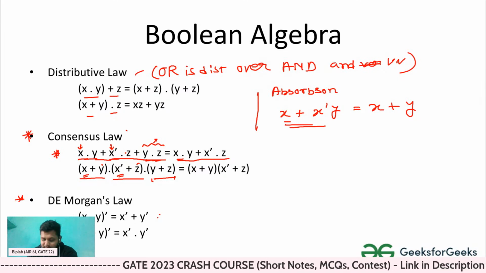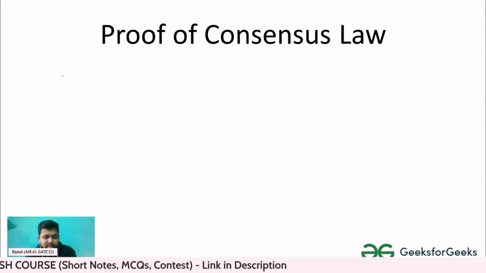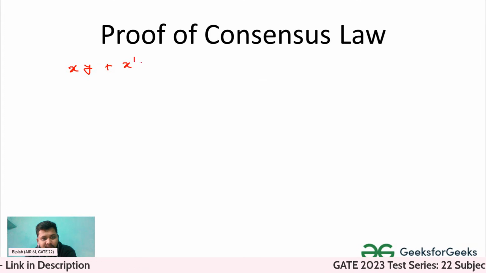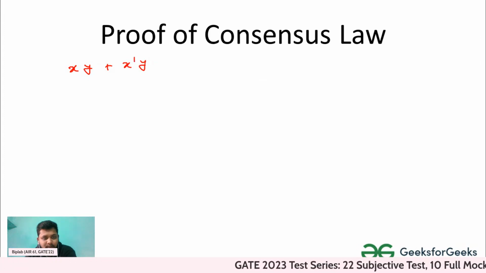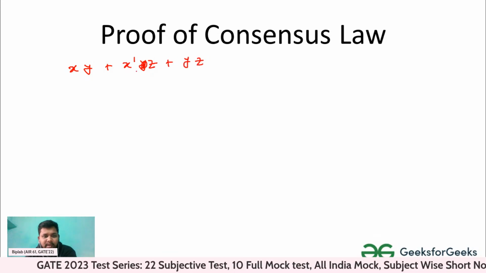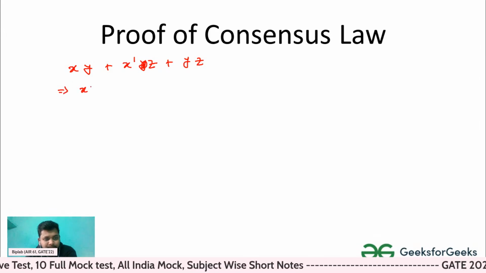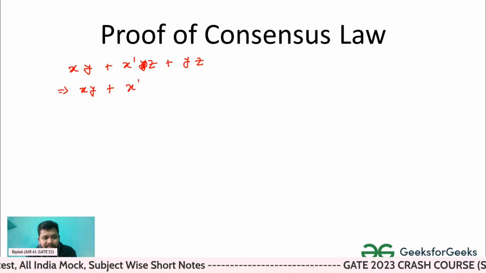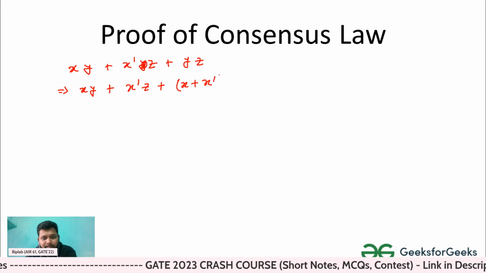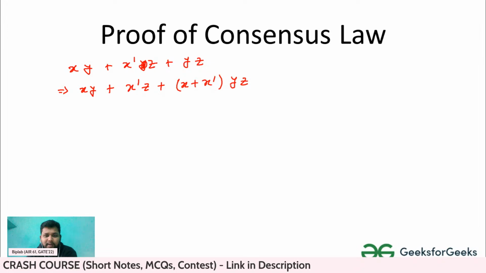So let's solve some numericals, solve some Boolean formulas. Okay. Before that, let us prove why the consensus law is true. That is xy plus x bar z, plus yz. Now I am claiming you can neglect yz. Let us see why. It can be written as xy plus x bar z plus (x plus x bar) into yz, because x plus x bar is 1. So you can multiply it with yz.